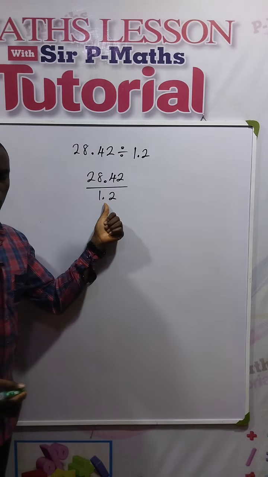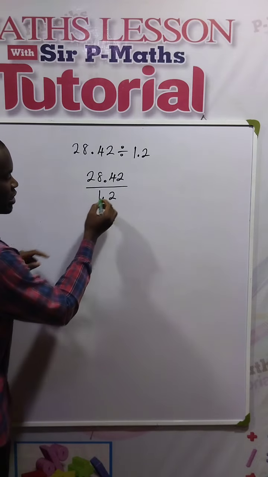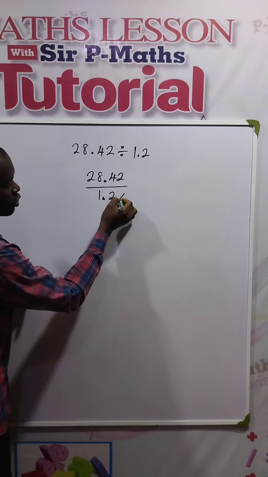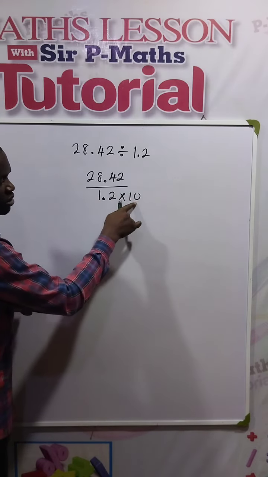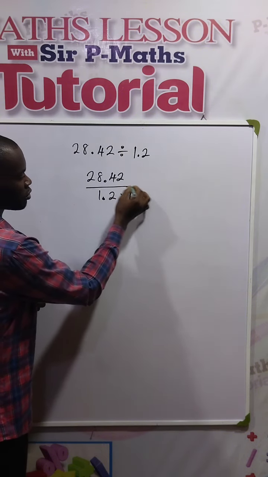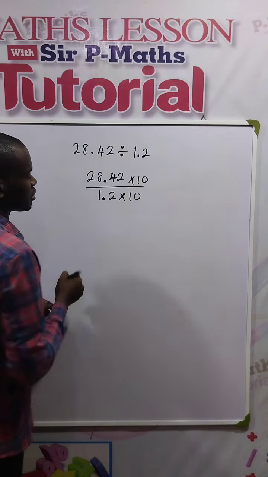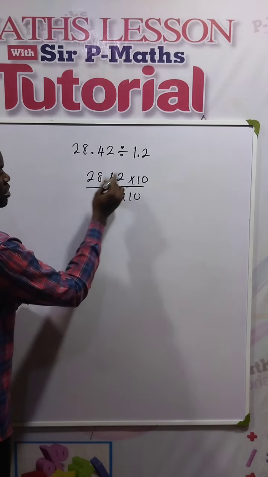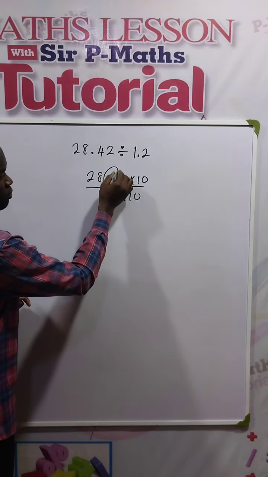Observe your denominator. You have only one number after the decimal point. So because of that, multiply by 10, just a single zero. Whatever you do to the denominator, do to the numerator. So multiply by 10. Multiply by 10 means moving the decimal point one place.